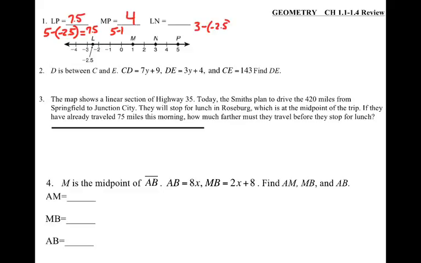MP is going to be 4 because you're going to say 5 minus 1. And then LN is 3 minus a negative 2.5, so that's really 3 plus 2.5, so you get 5.5.